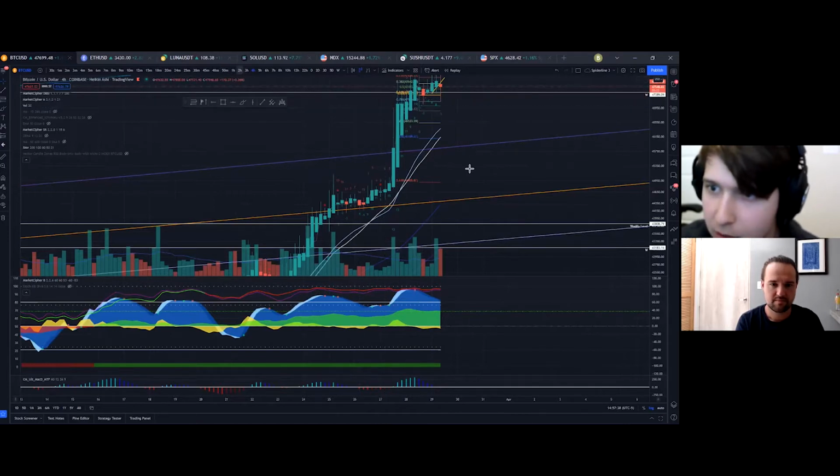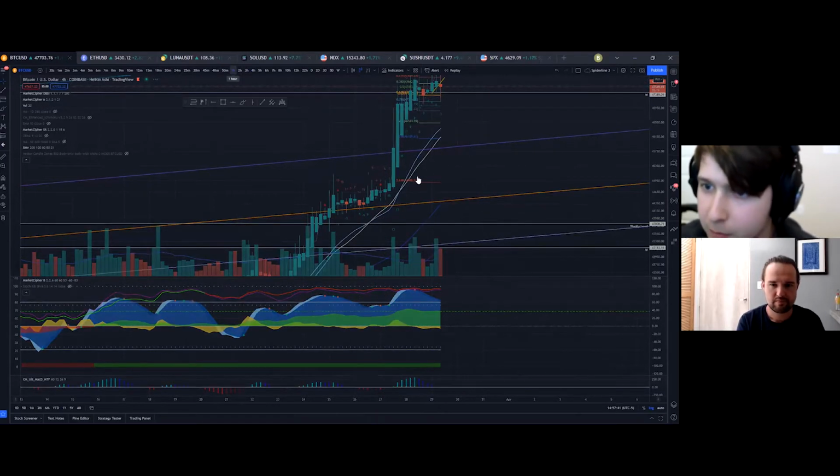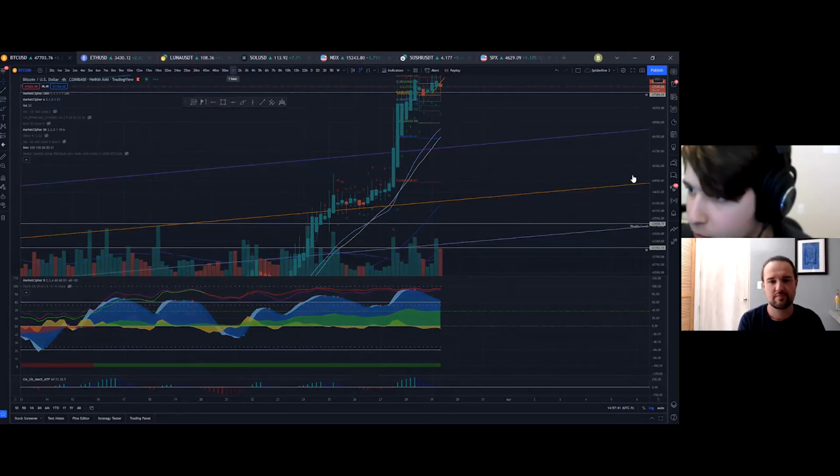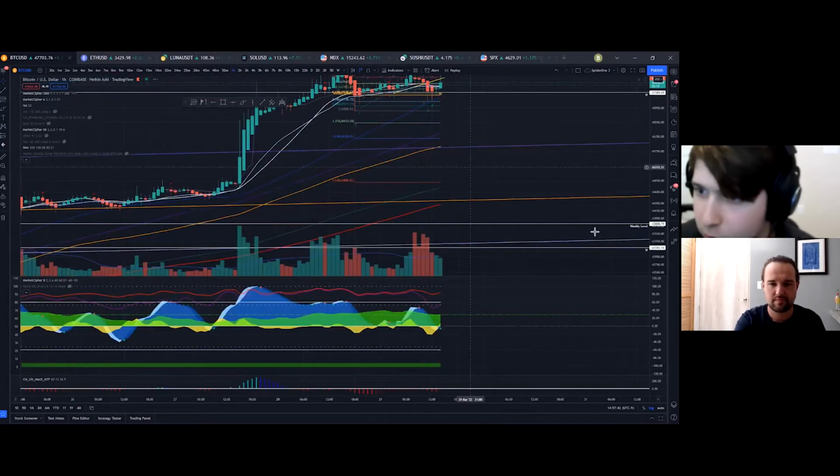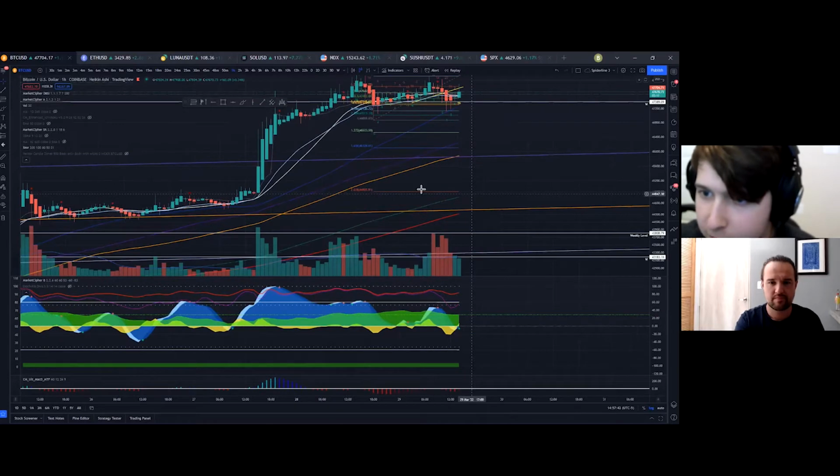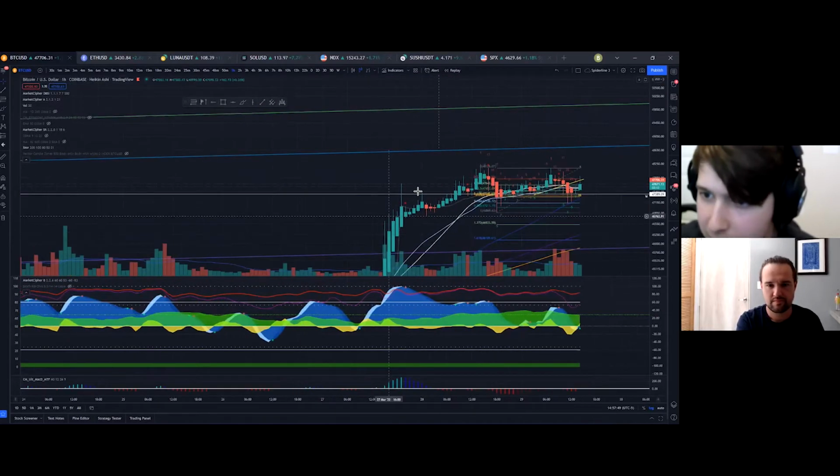Let's look at the 1 hour. If we do look at the 1 hour, whenever we did pump up, we did have this weekly level sitting here at 47,386. We did find resistance at that level, came back close below it, came up to test that same level again a second time.